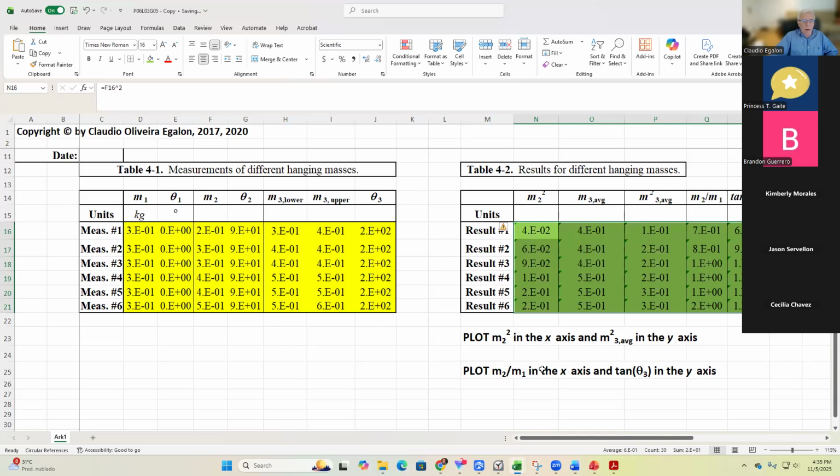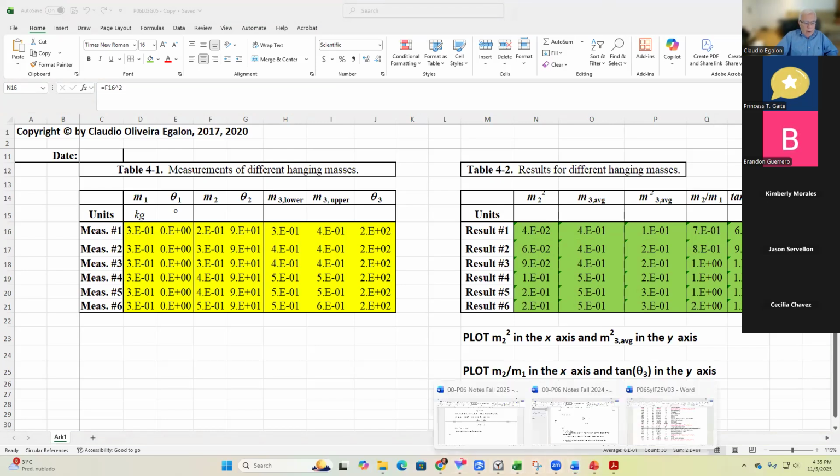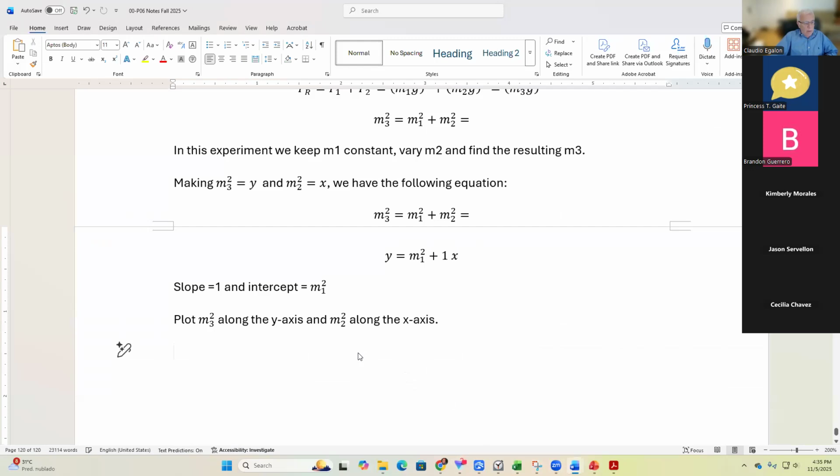Plot m2 square along the x-axis and m3 average square along the y-axis. You're also going to plot m2 divided by m1 on the x-axis and tangent theta 3 on the y-axis. Why do we do that? Well, we do that because there is another relation. So we're talking about two graphs here, right? There's another relation that you have to verify. And this other relation is m2 divided by m1 is equal to tangent of theta 3.